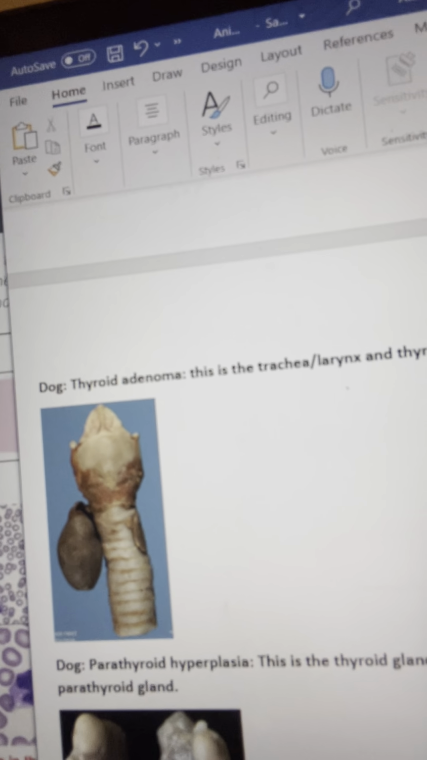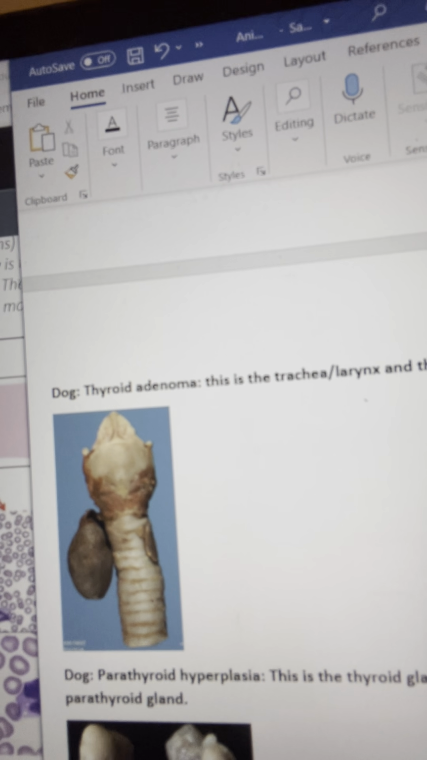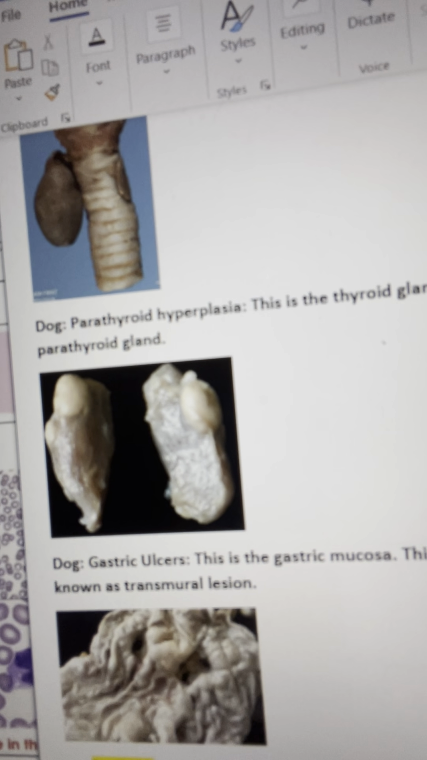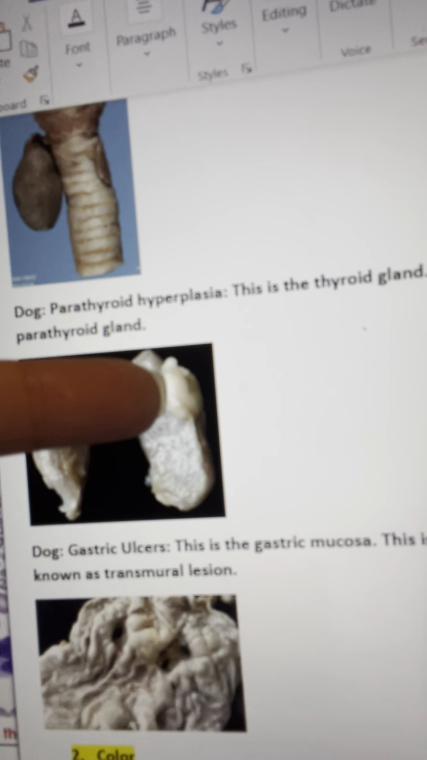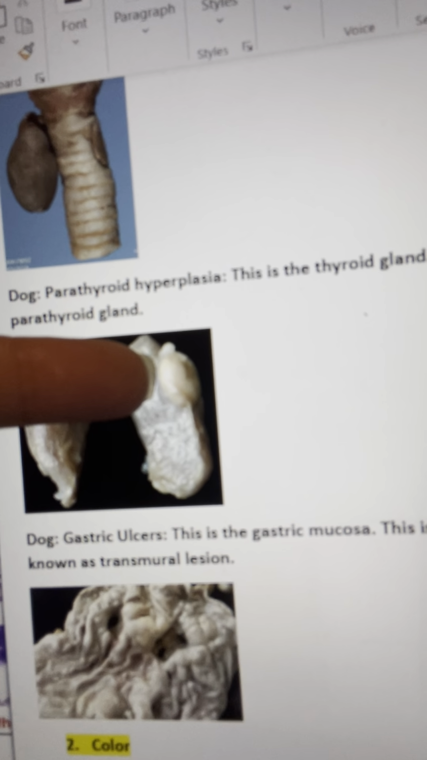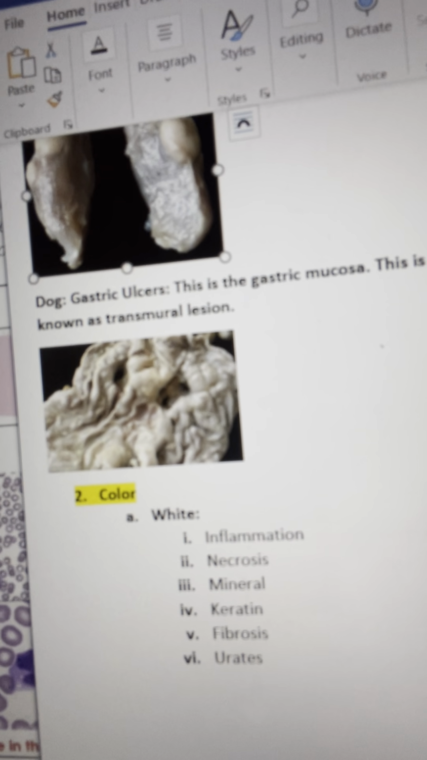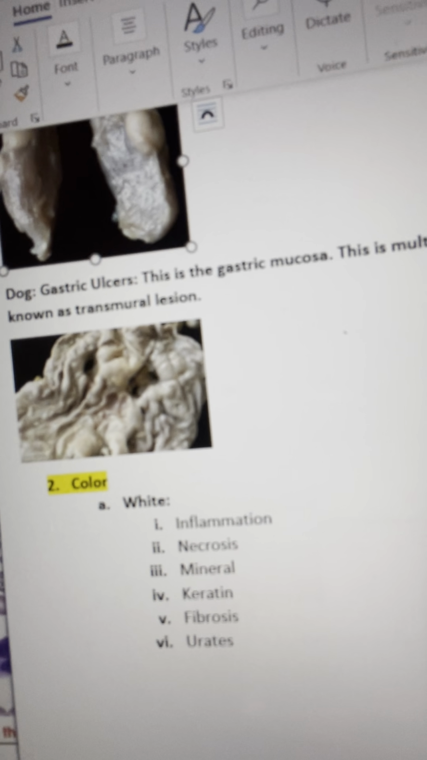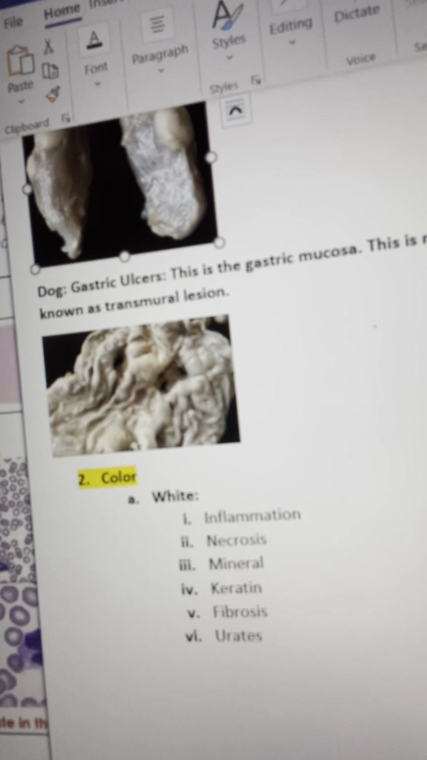So here we have a dog. This is the trachea, larynx, and thyroid gland of a dog. This is a unilateral lesion. Then here, this is also a dog. This is the thyroid gland with the parathyroid gland. This is a bilateral diffuse lesion of the parathyroid gland because the whole parathyroid gland is infected by the lesion. So then we have, this is a dog. This is the gastric mucosa. This is multifocal. If it goes through the wall, it is known as a transmural lesion. So it has to go all the way through though.